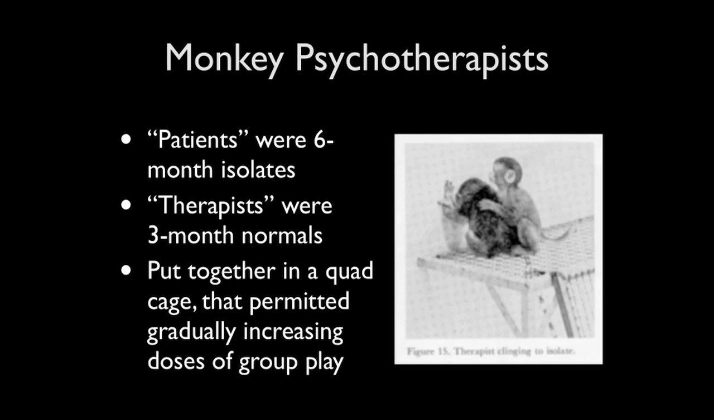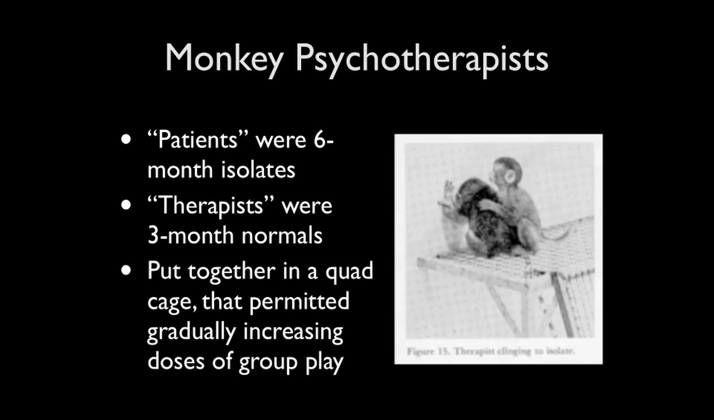The therapists were 3-month normals, and they were put together in a quad cage that permitted gradually increasing doses of group play. The key thing here is if the 6-month-old isolates were put in a cage with 6-month-old peers, normally raised peers, the normal peers would reject them and it wouldn't be a healing experience.